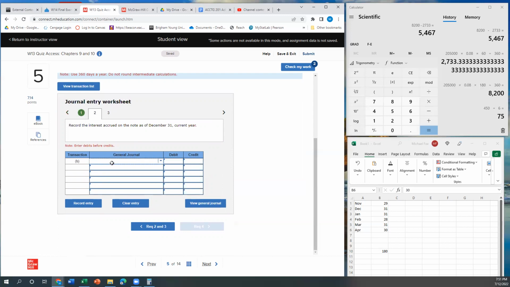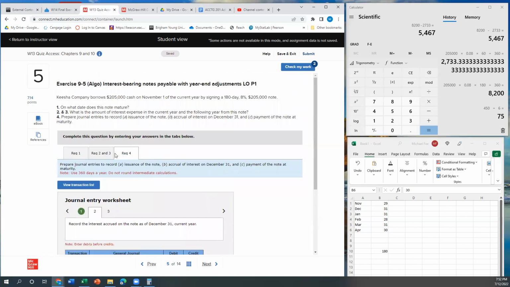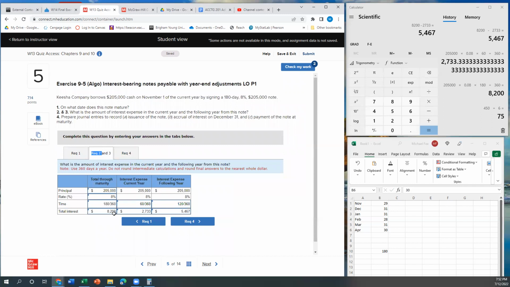Then when we accrue our interest, that means we haven't actually paid the interest yet, right? But we want to recognize our interest expense at the end of the year. So we're going to debit interest expense, and we're going to credit interest payable. And again, if we want, we can go back and sort of review the amounts, right? Our interest expense at the end of the year is $2,733.